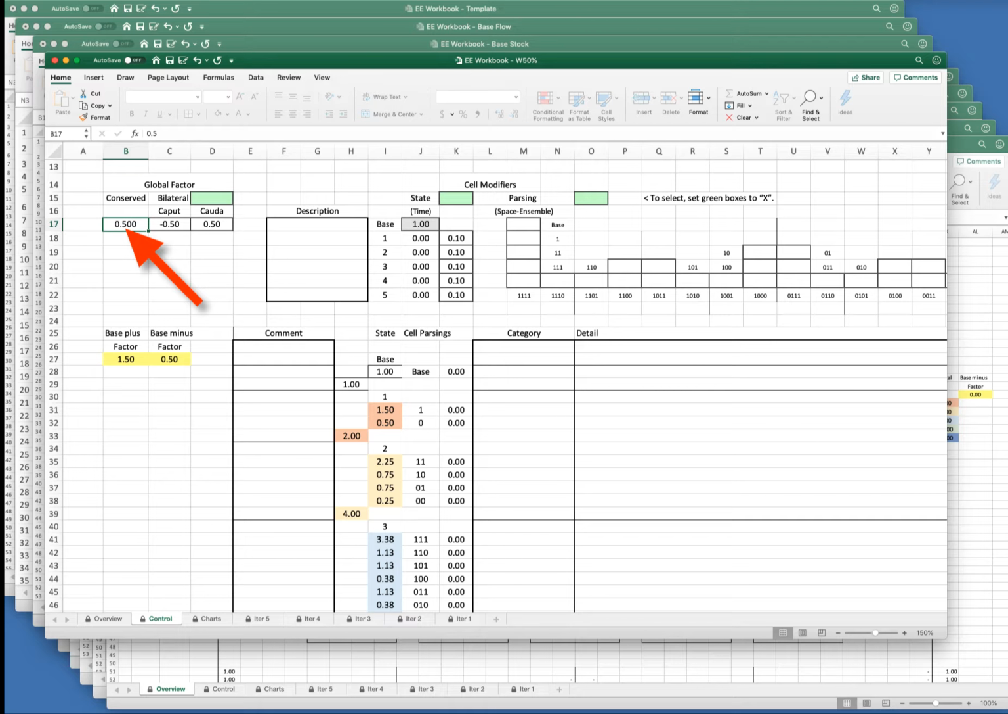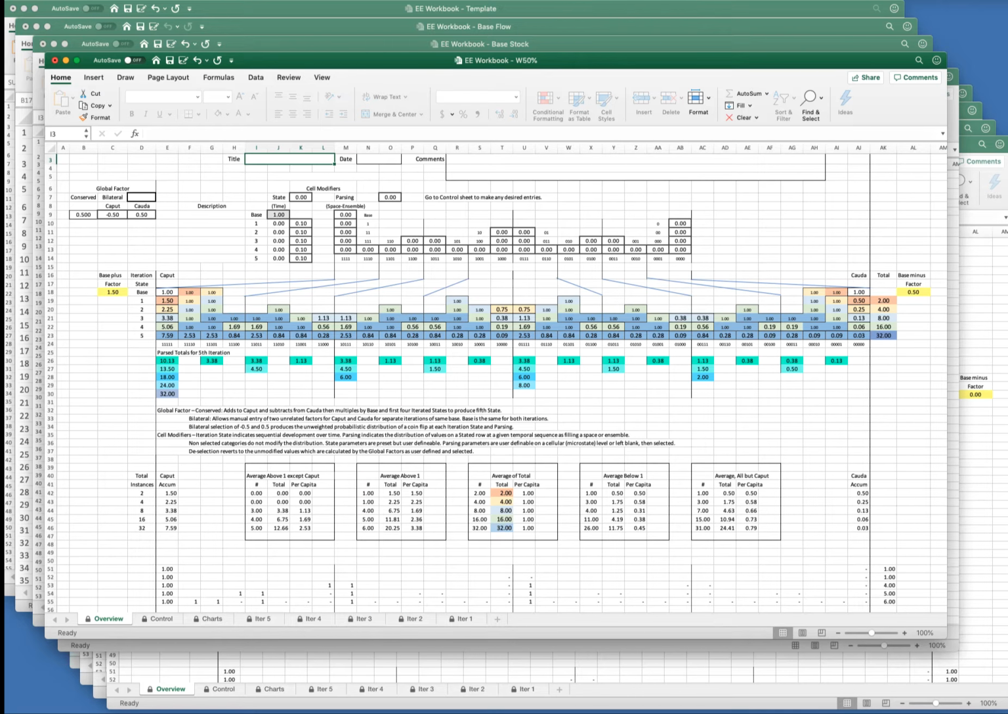Entry of a positive factor between 0 and 1 skews the distribution to the caput side, while entering a negative sense to the conserved factor will skew it to the right. We can look at this in the overview. First, in the positive caput skewing shown here. And then in the negative, where the cauda side is skewed.